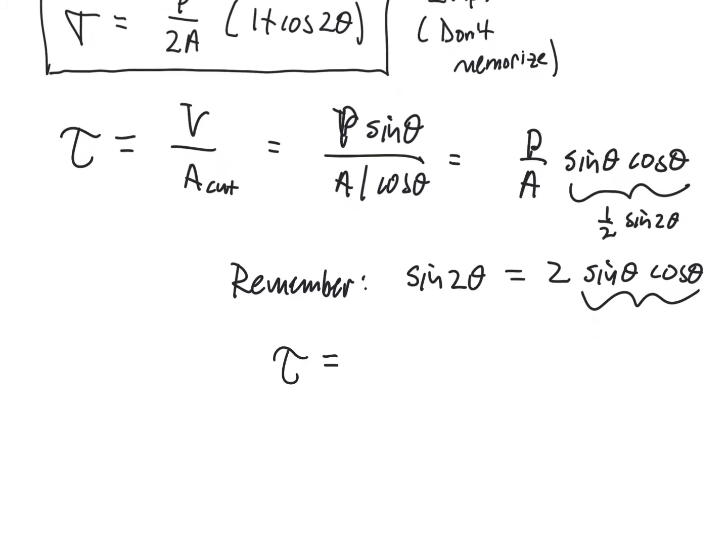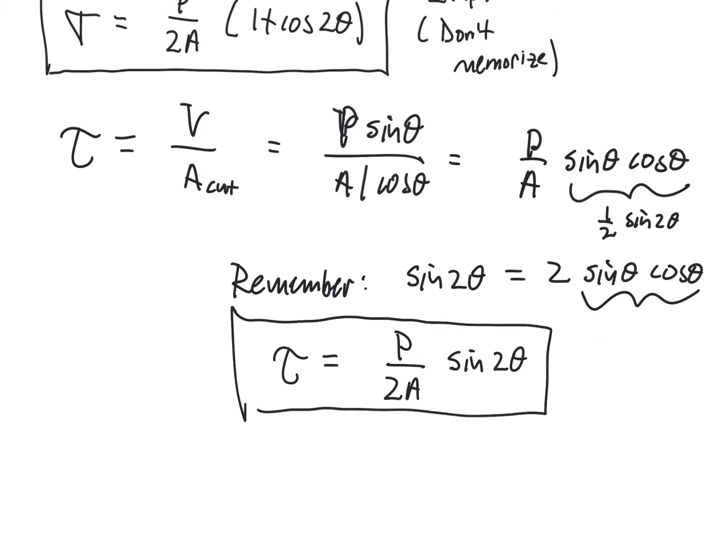So now tau is going to be equal to P over 2A. There's that factor of 2 again, simply times the sine of 2 theta. And we'll box that one up. So once again, important, but you don't have to memorize it.